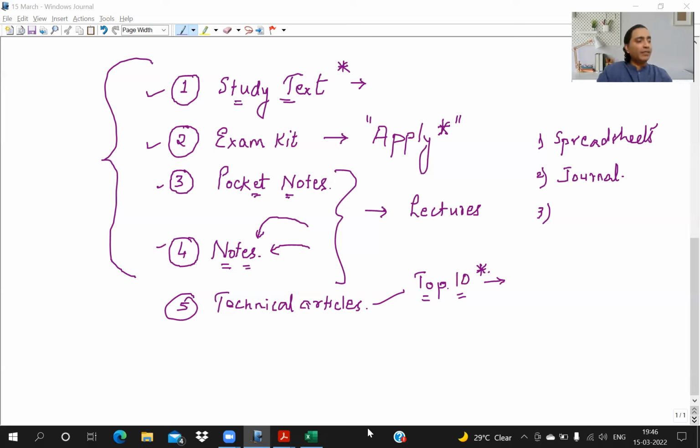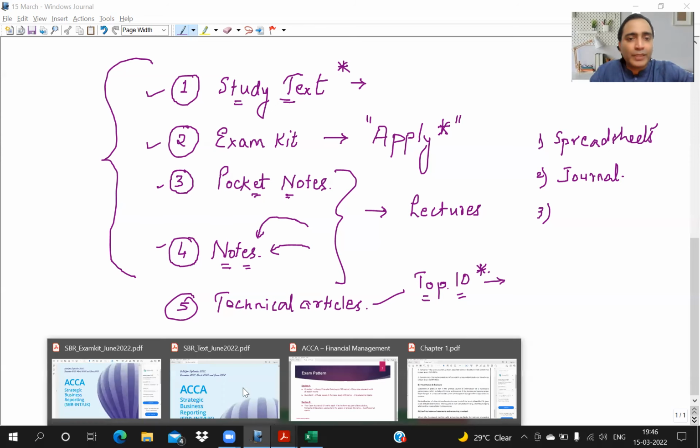Okay, so guys, can we start? So this was just an overview about the things that are going to come up. Can we start now with the first topic? I'll take you to the study text.